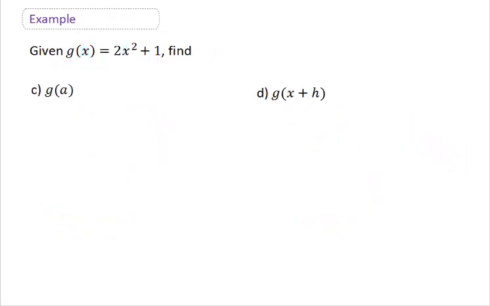I have a couple more examples of this here. Given the exact same function, G of x is equal to 2x squared plus 1. But this time, we don't want to figure out what G of numbers are. We want to substitute in variables or letters. So, pause the video and see if you can figure out how part C works. What is G of A going to be?